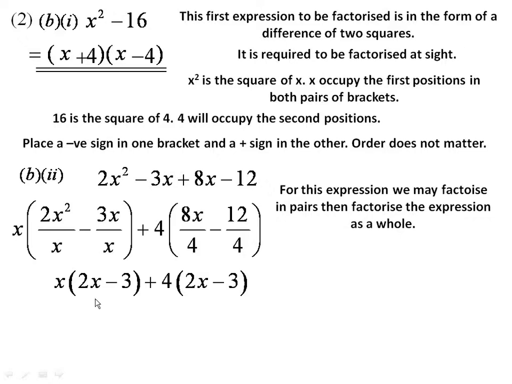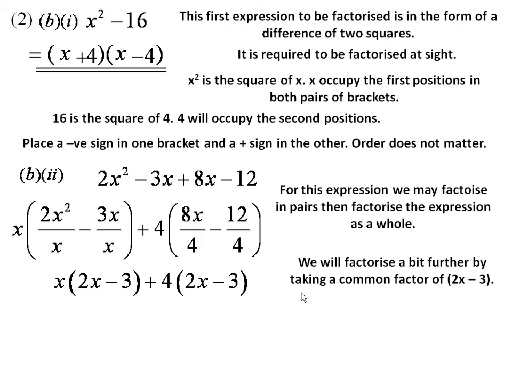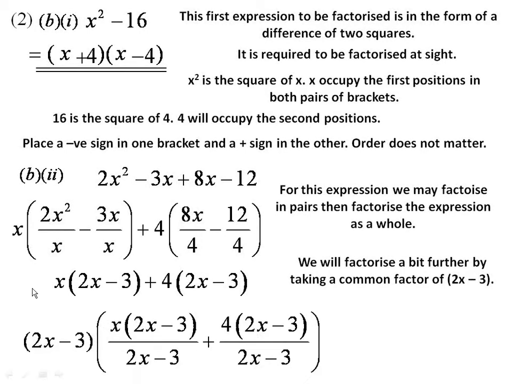So we will take the common factor and then divide by the common factor. So we will factorize a bit further by taking a common factor of 2x minus 3. So we have x, 2x minus 3 right there, and we divide that by 2x minus 3. Then we have 4, 2x minus 3, we have it here, then we divide by 2x minus 3. So we take the common factor and we divide each term by the common factor. Of course, these will eliminate each other, and we have x. These will eliminate each other, and we have 4. So we have 2x minus 3 and x plus 4. And that's all there is to it.